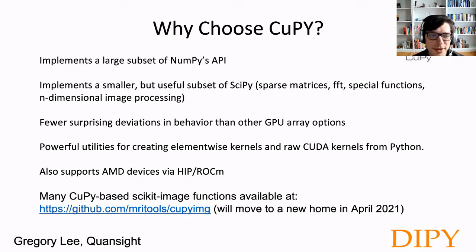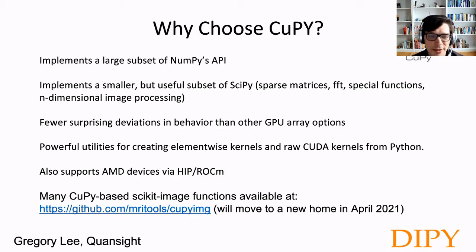I found it in general to have fewer surprising deviations in behavior than some of the other tensor array libraries. So now, PyTorch, JAX, and so forth also provide namespaces that follow the NumPy API. I just found the CuPy one to be a little easier to get along with at the time that I had compared them. Powerful utilities exist in CuPy for creating elementwise kernels and raw kernels from Python if the built-in functions don't already cover what you need.